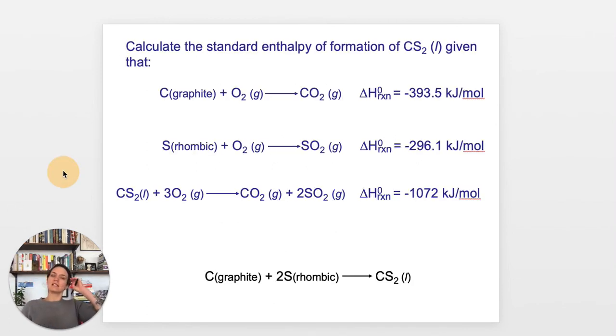Okay, so let's do an example where we need to do some of those manipulations in delta H so you can see what that looks like. So calculate the standard enthalpy of formation of CS2, carbon disulfide, given these reactions that we have here. So these are our stepwise reactions.